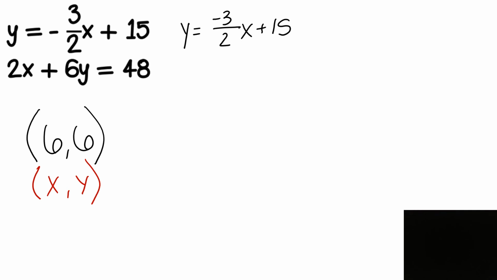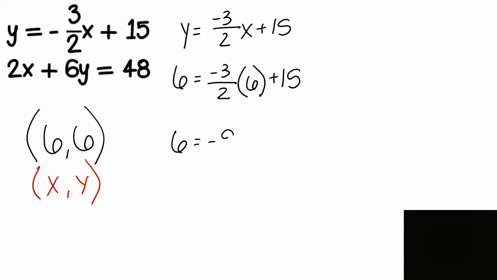Our y value 6 goes first, the negative 3 over 2, x value 6 goes second, and then our plus 15 at the back. We can use our calculator to solve the fraction. Negative 3 over 2 times 6 would give us an answer of negative 9. Negative 9 plus the 15 gives us an answer of 6. Both sides match, so it's a correct answer.